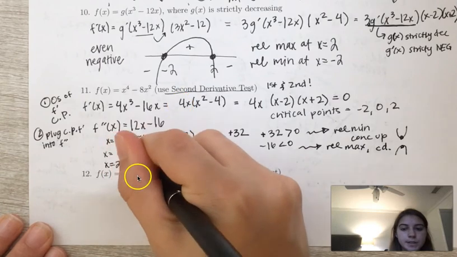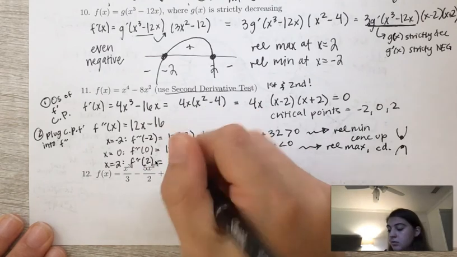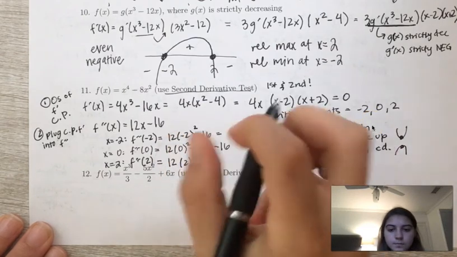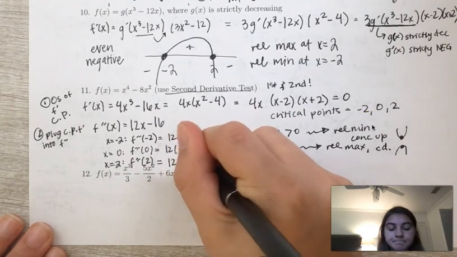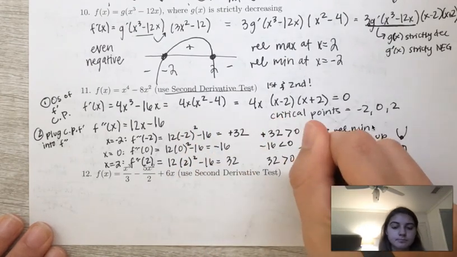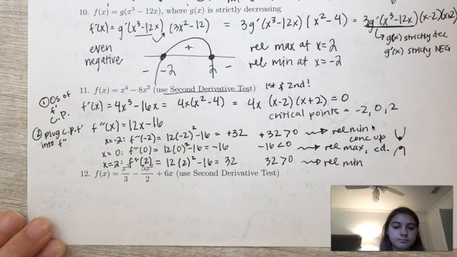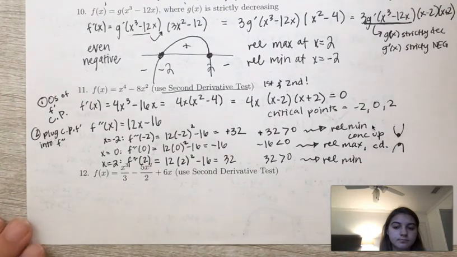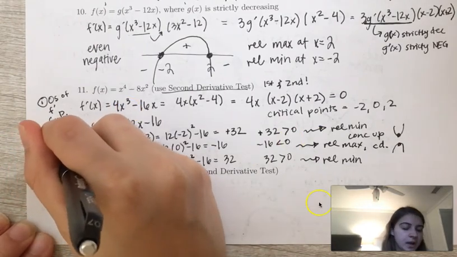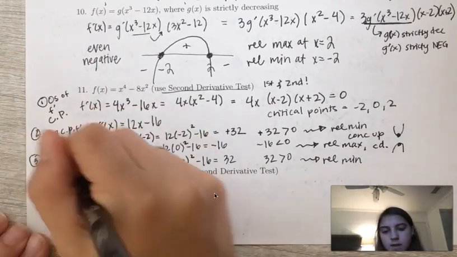And then finally we'll plug in 2. f double prime of 2 is 12 times 2 squared minus 16. It also equals 32, which is once again positive, and it's the same thing as right up here. We have a relative min. And so our third step, I guess you can call it, is looking at the sign, the concavity, to see if it's a min or a max. And we're just going to do that one more time.